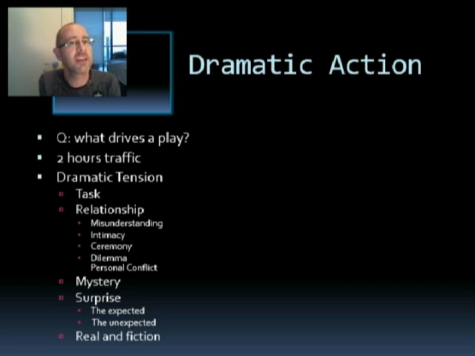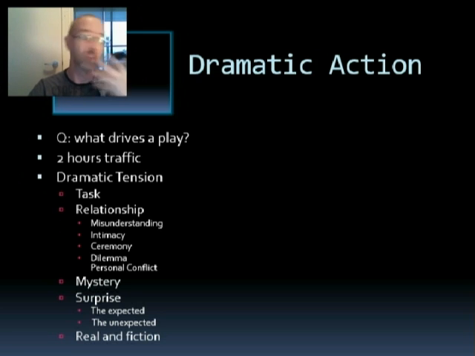And personal conflict is part of dilemma. It's invariably about a dilemma within yourself, not externalized, but internalized. The type of thing that gay men might experience when they're saying, "I'm denying part of myself. I don't want to come out in public." That is a personal conflict.